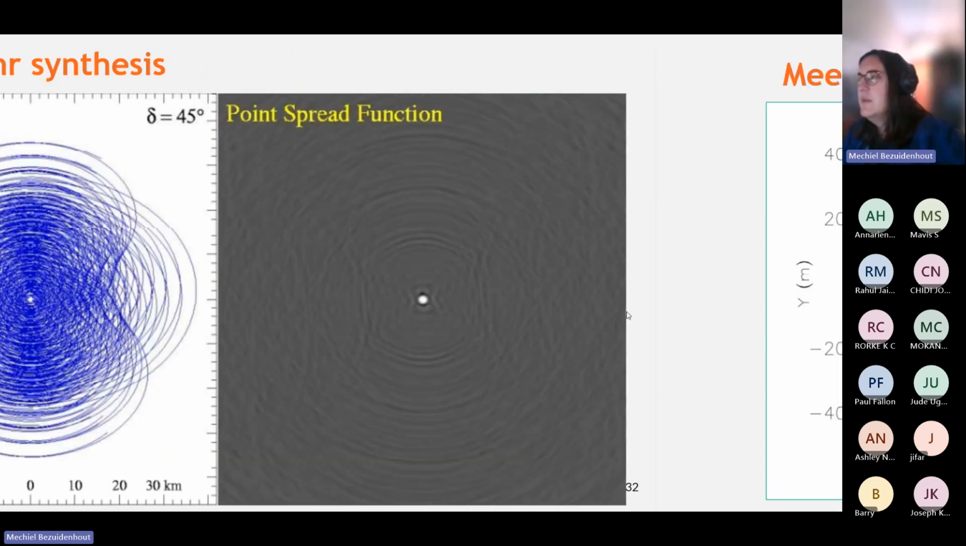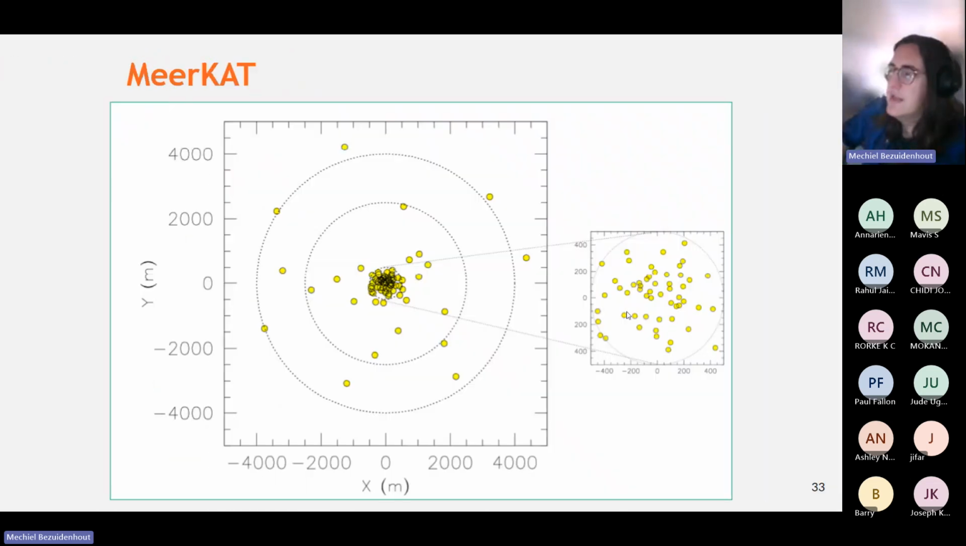So let's look at MeerKAT, for example. This is how the antennas of MeerKAT are distributed in space. So X and Y axes, and each dot represents one of the antennas of MeerKAT. You have a lot of antennas in the center, in the MeerKAT core. I think it's 40 antennas in the core, and then more of them spread out. The maximum baseline is about 8 kilometers.